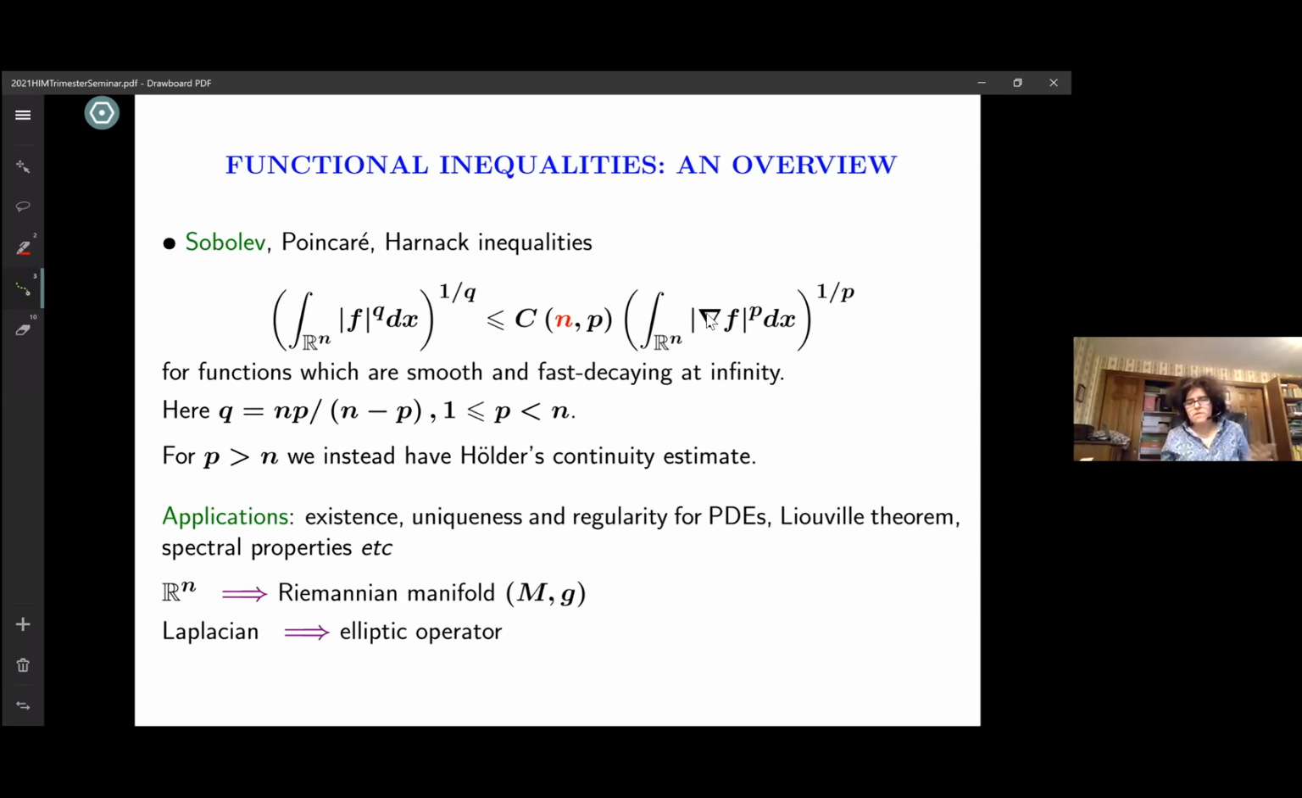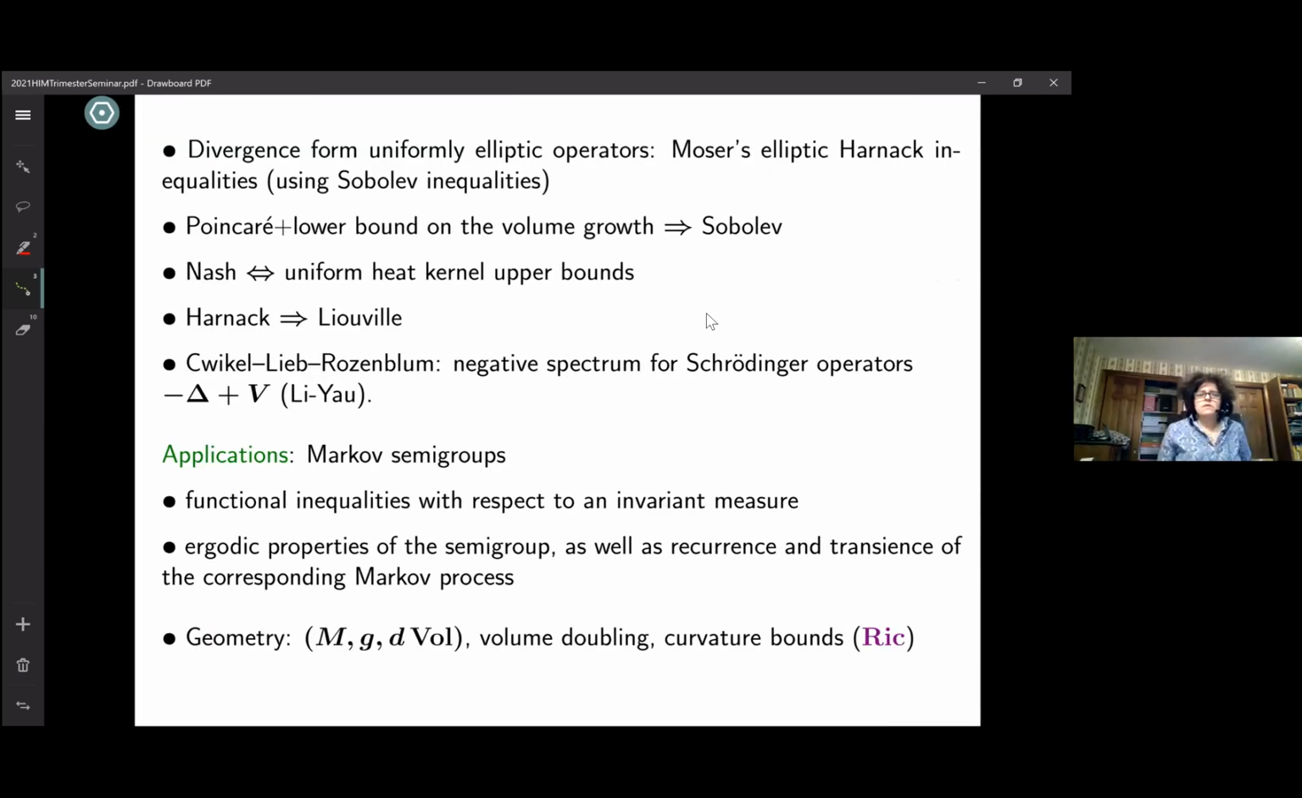Okay, so if we replace the underlying space by a Riemannian manifold, that still is okay because you just replace the usual Laplacian by an elliptic operator. So you take the Laplace-Beltrami operator, and then you can still use these classical techniques of, say, proving elliptic Harnack inequalities. Again, you rely on Sobolev inequalities. That's the typical thing. Using Moser's iteration, you prove these Harnack inequalities. So there are lots of connections between all these inequalities.